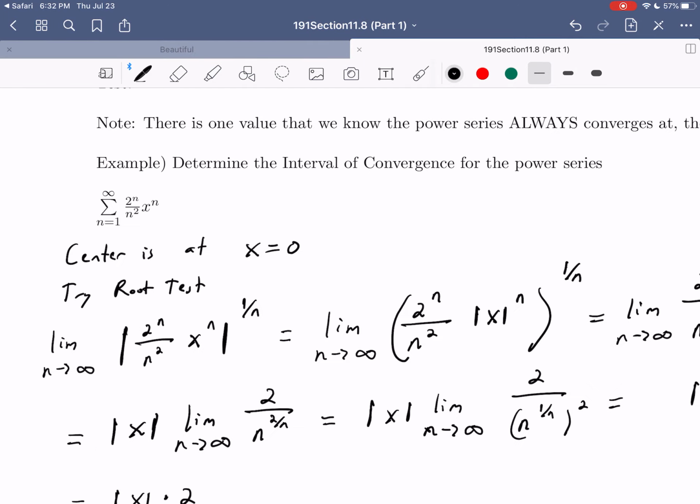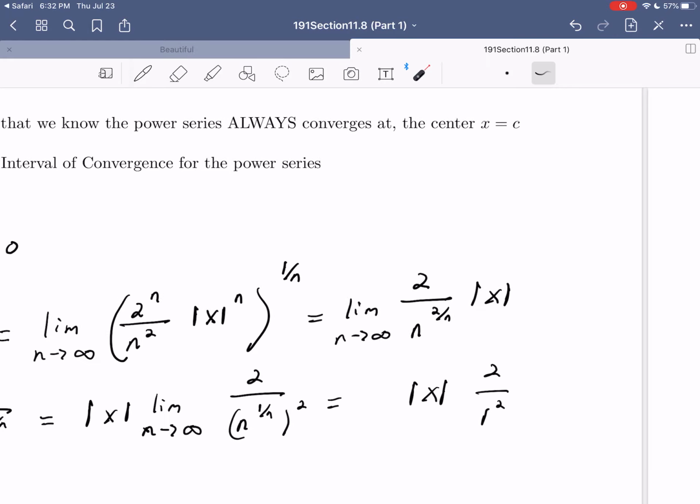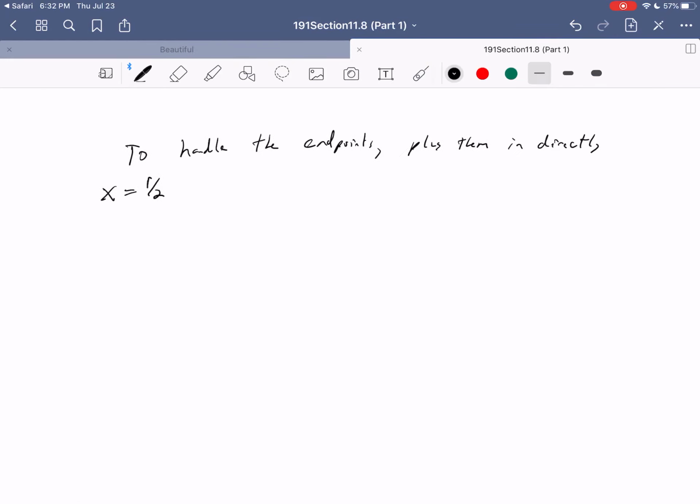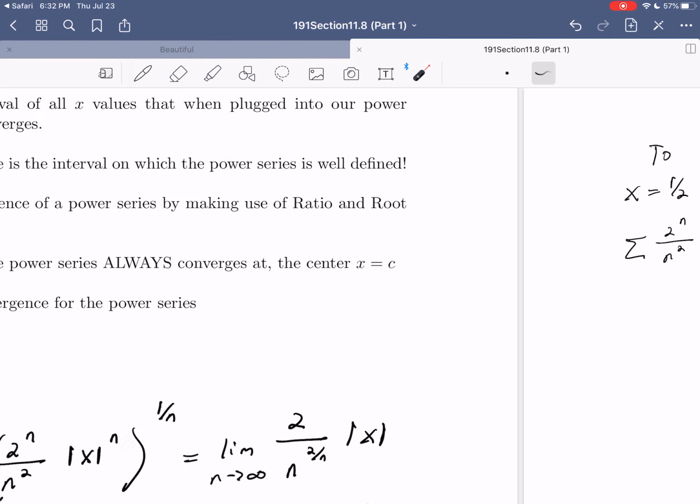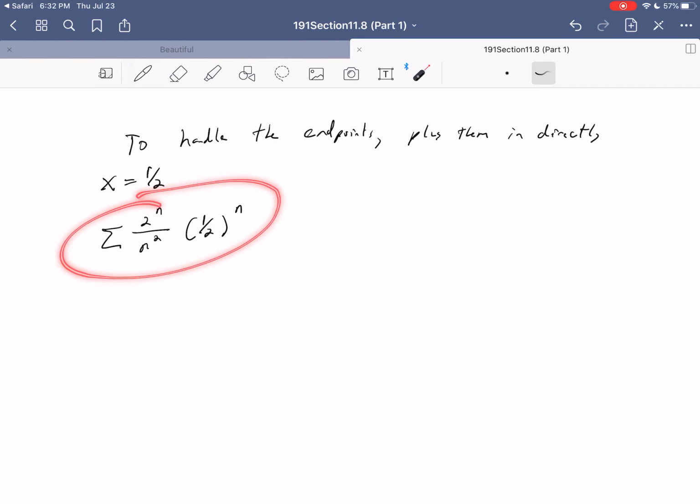So our power series was the sum of 2 to the n over n squared times x to the n. Let's plug in x equals 1/2. If we do that, we would get the sum of 2 to the n over n squared times 1/2 to the n. We're plugging in x equals 1/2 into our power series. Okay, now this is not a power series. This is just a normal numeric series, technically still from n equals 1 to infinity. So let's see if we can analyze what happens to this.